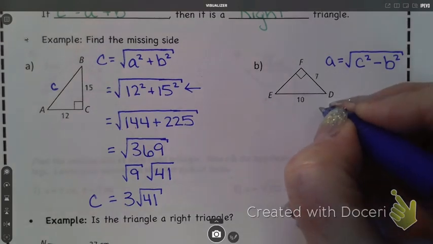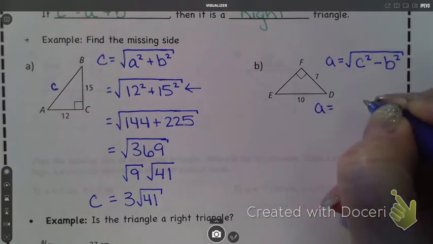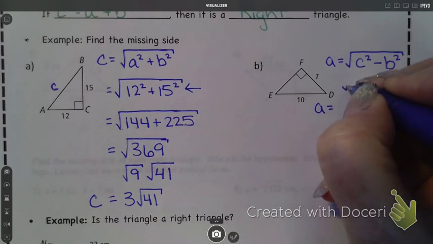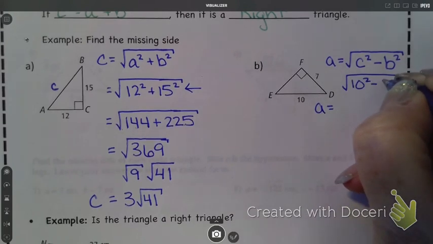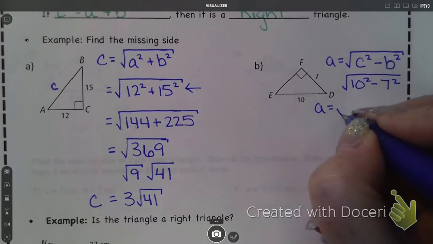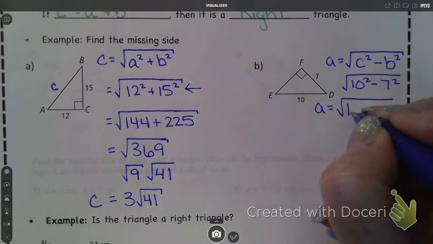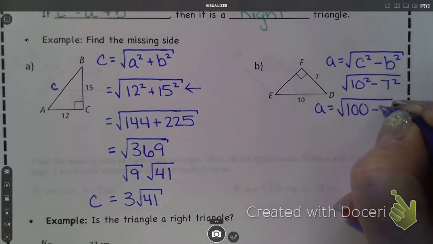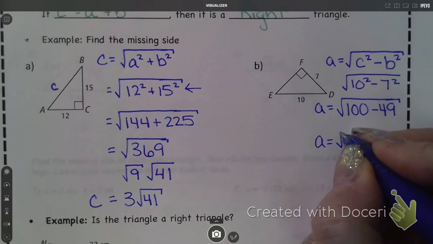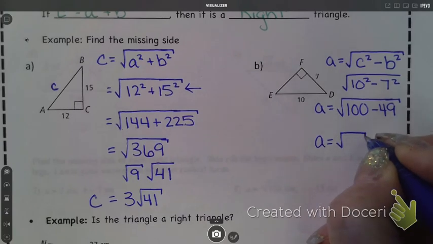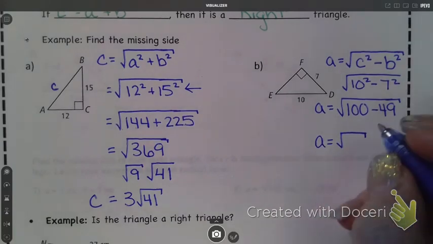Okay, so what is C? 10. So 10 squared minus 7 squared. So the square root of 100 minus 49. So A equals the square root of 51.